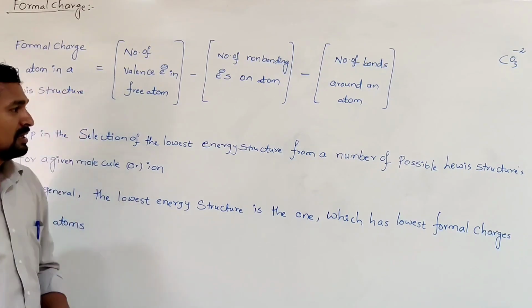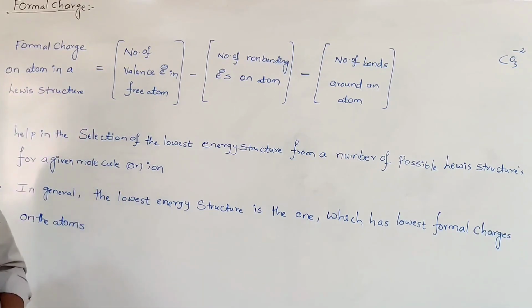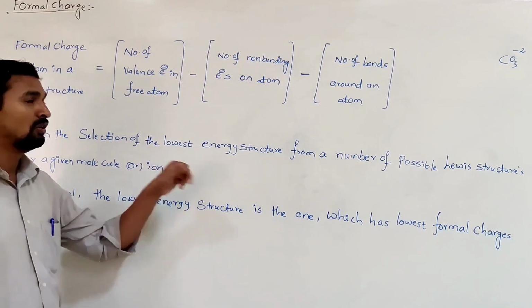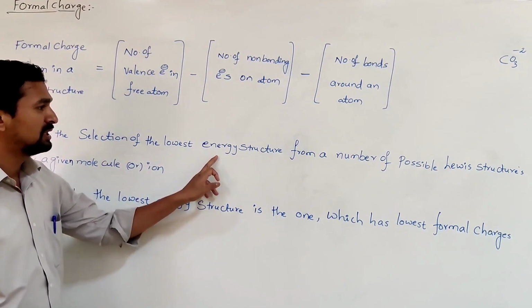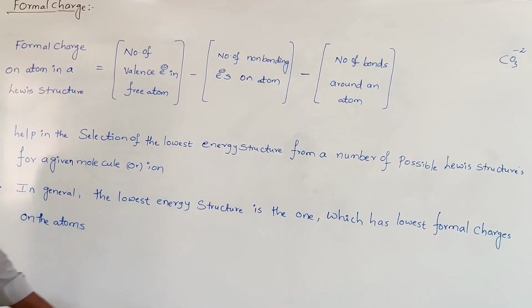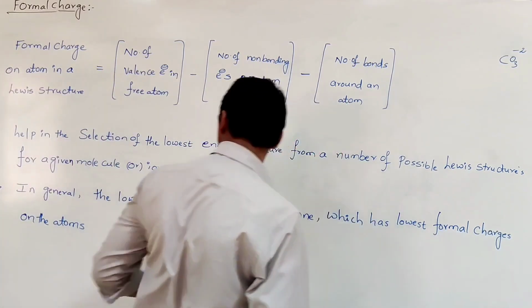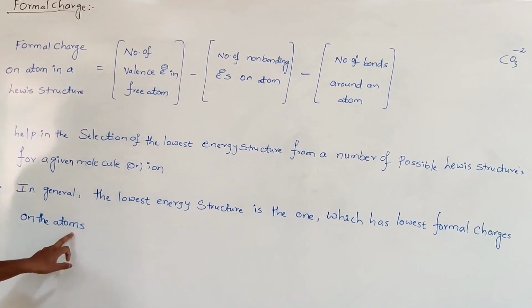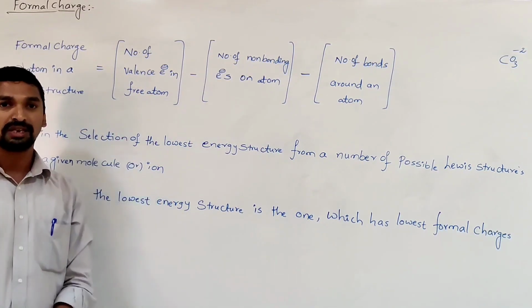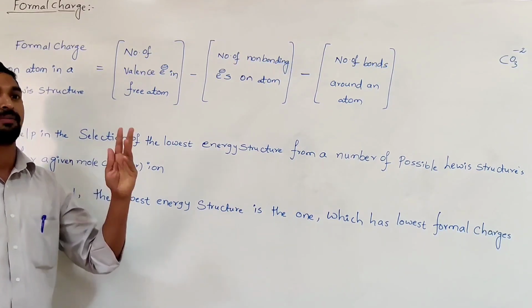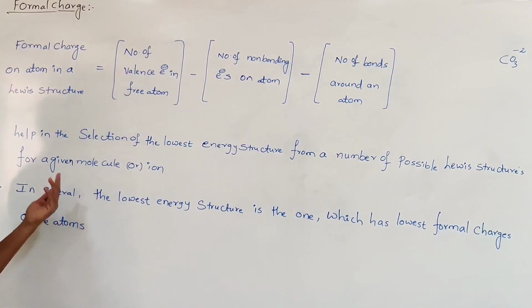In that case, we have to consider the Lewis structure which has the lowest energy. How should I know which has the lowest energy? Simply, whichever has the lowest formal charges on the atoms is always treated as the lowest energy structure, and that will be taken into consideration. So for that purpose, this formal charge is used.